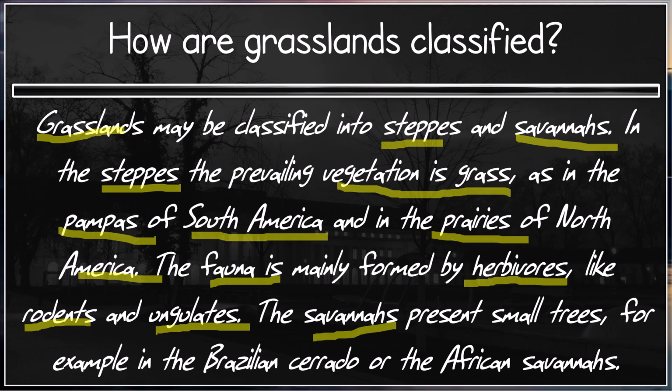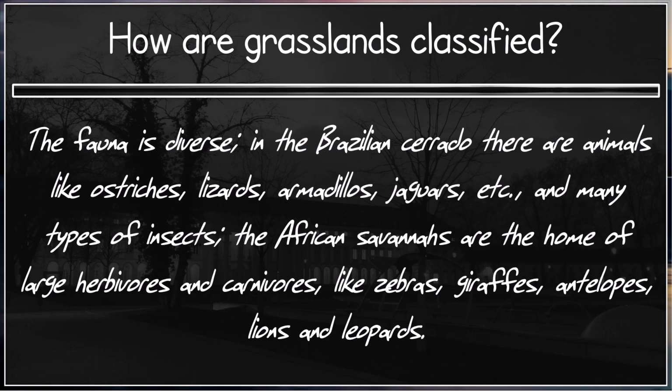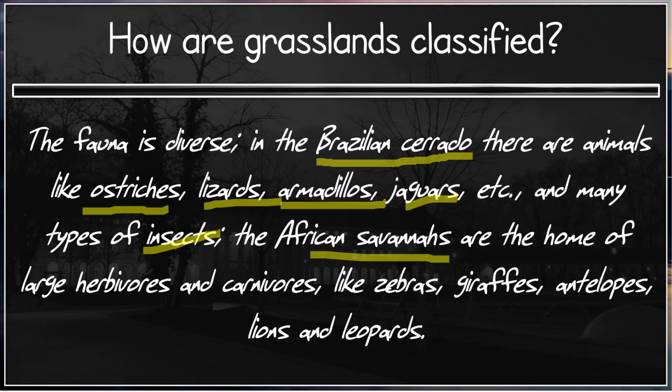The savannas present small trees, for example in the Brazilian Cerrado and African savannas. The fauna is diverse. In the Brazilian Cerrado, there are animals like ostrich, lizards, armadillos, jaguars, and so on. Many types of insects. The African savanna is home of large herbivores and carnivores like zebra, giraffes, antelopes, lions, and leopards.